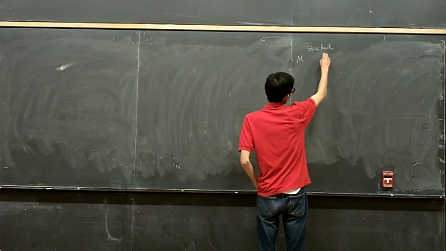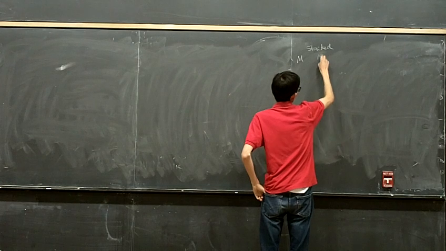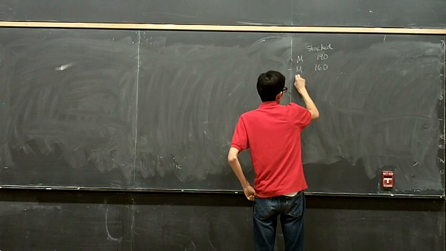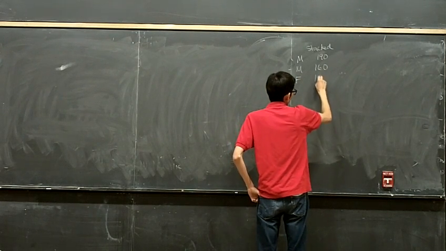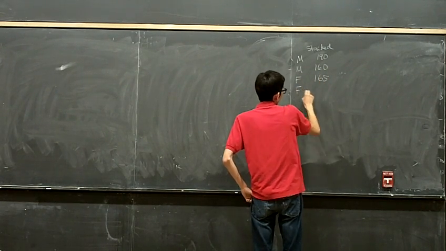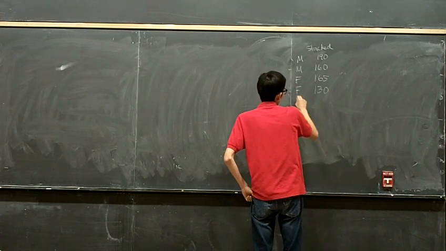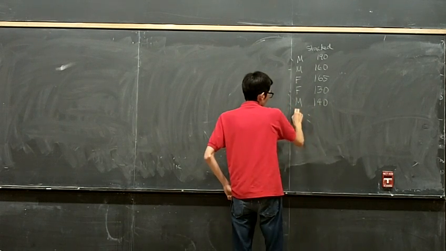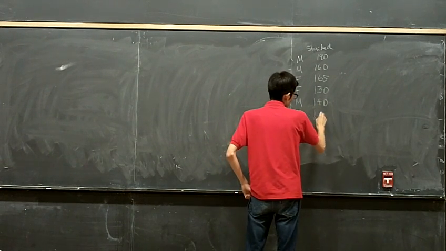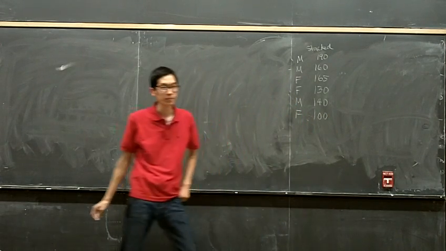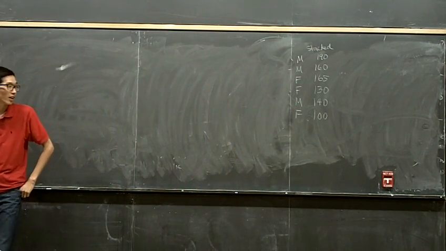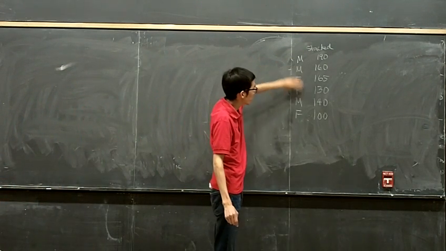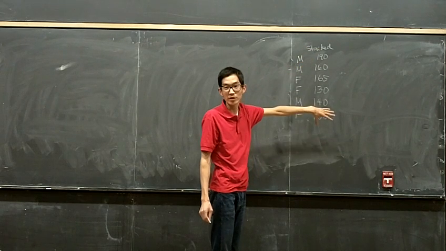A male responds and this person is 190 pounds, and another male responds and this person's 160 pounds, and a female responds and this person is 165 pounds, and another female responds and this person's 130 pounds, and then a male responds and this person is 140, and a female responds and she is 100. So this is in stacked form. All of one variable is in one column, all of another variable is in another column.